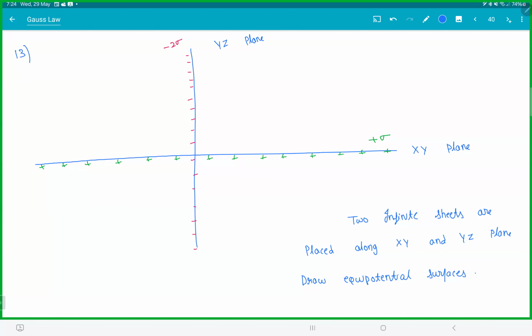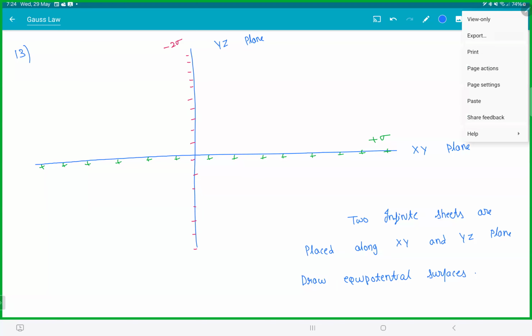It's not a hyperbola, a straight line will come. Try, I'll show you. You can verify. I'll give you a minute more. Yeah, right, Lakshika, equipotential surfaces.